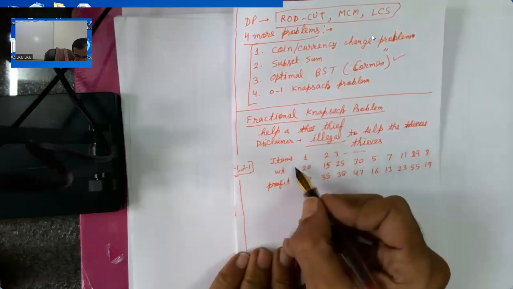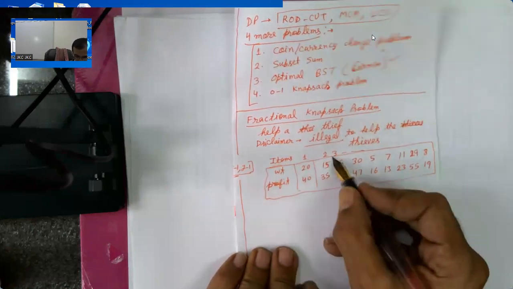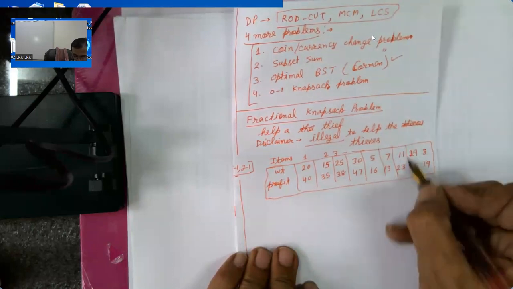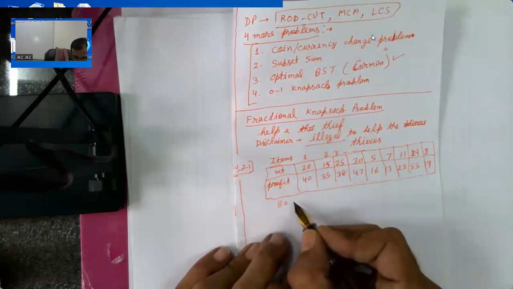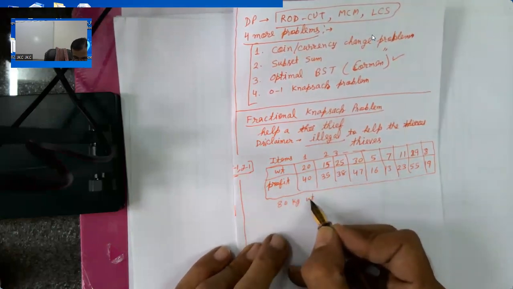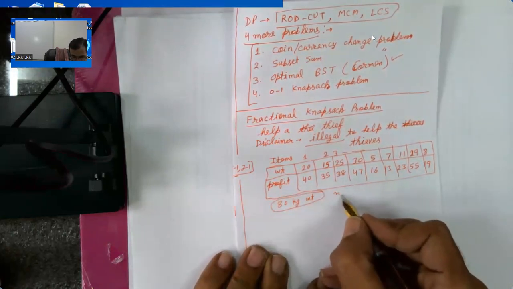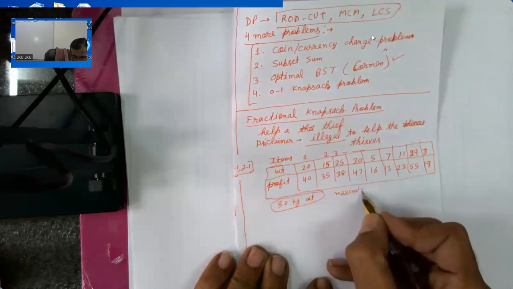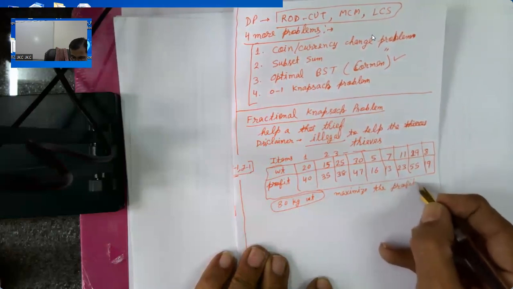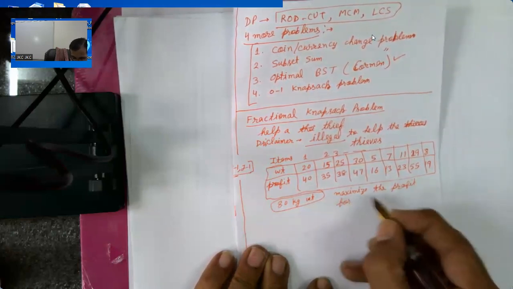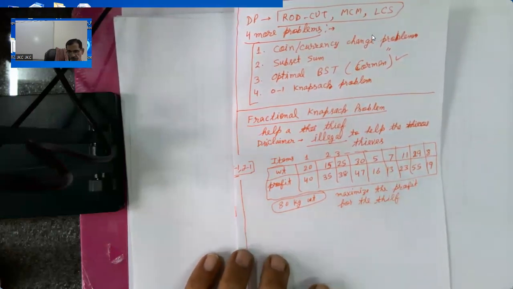Now I have these items available to me, and let's assume the thief can carry a certain knapsack whose capacity is maximum, let's say 80 kg weight. So the problem says help the thief in maximizing the profit. Maximize the profit for the thief. It's an optimization problem. And how will you maximize this? So now you have to think of a solution.